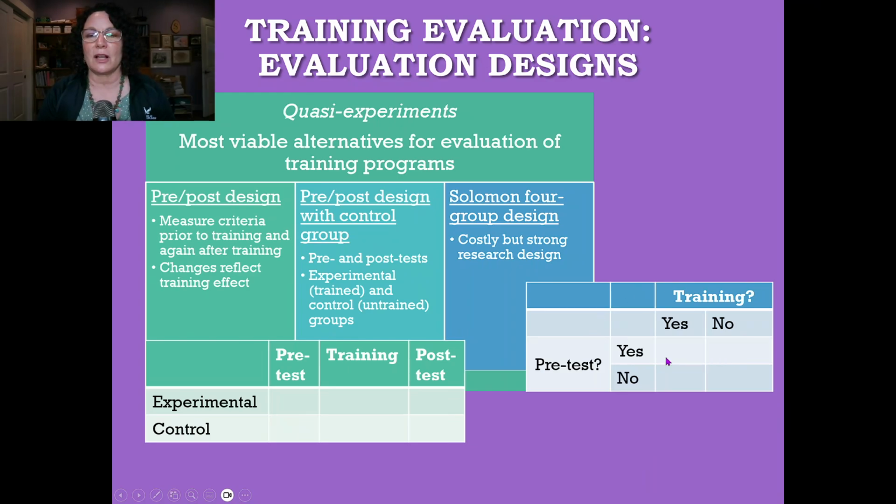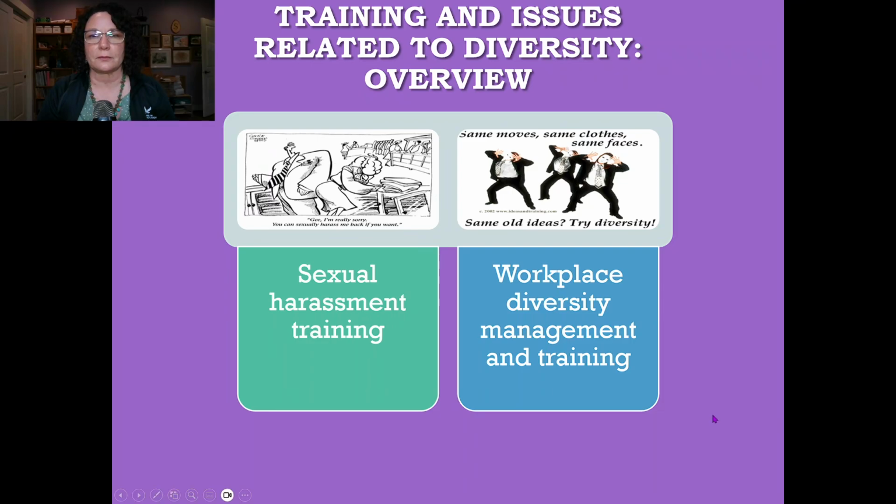So that's the most complicated because you have to have these 4 independent groups, whereas you only need 2 groups for the experimental and the control condition. And you only need 1 group if you do the pre-test, post-test design. So those are the different kinds of evaluation designs.